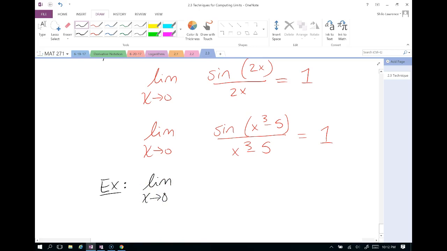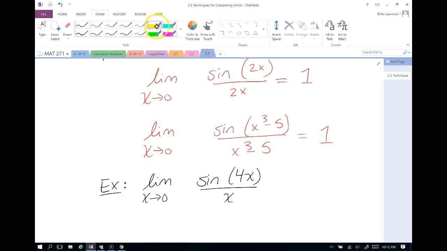So if we were asked to find the limit as x approaches 0 for sine of 4x over x. Now, from trigonometry, we should know that the 4x is an angle, and you cannot just pull the 4 out of the angle. And for our purposes here in calculus, we're never going to mess with that angle. We're going to leave the angle alone. What we want to try to do is get the denominator to match the angle.